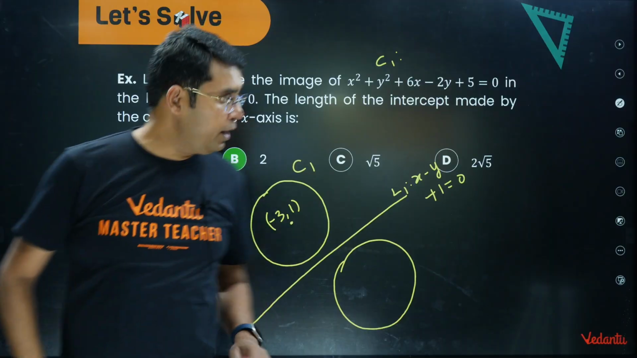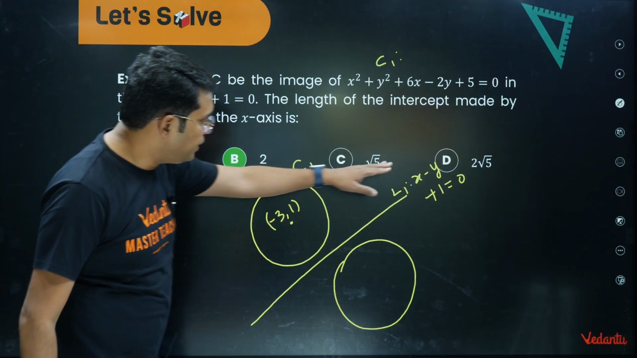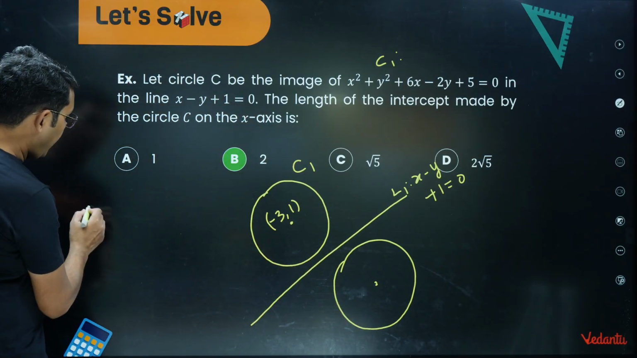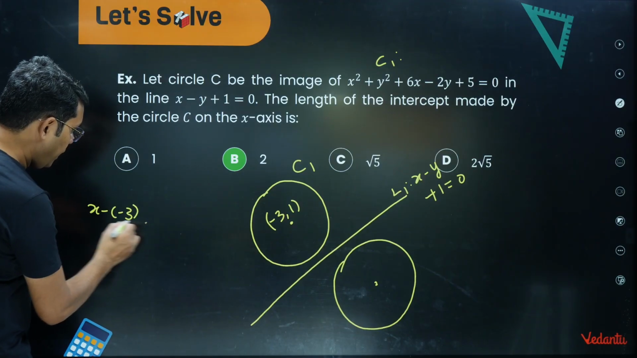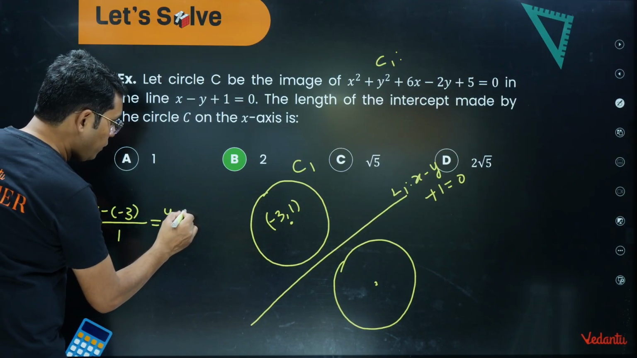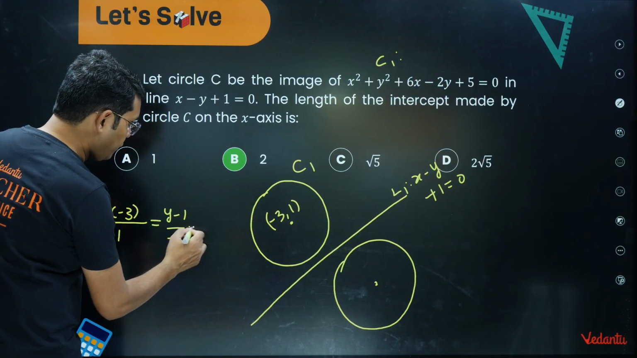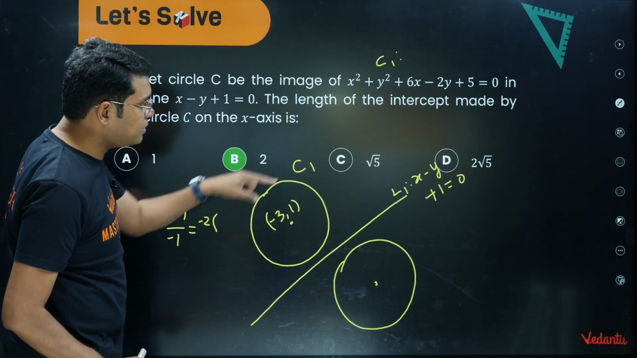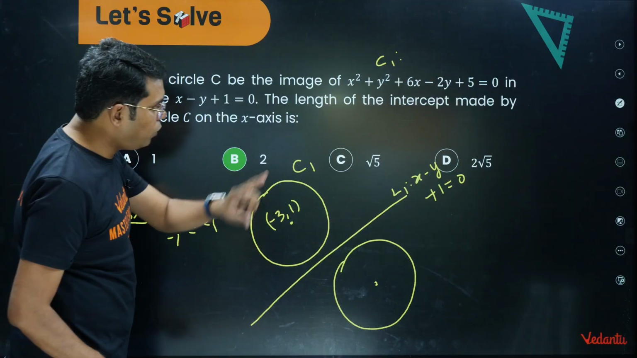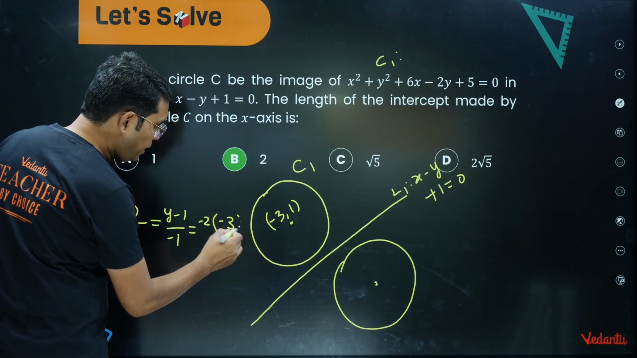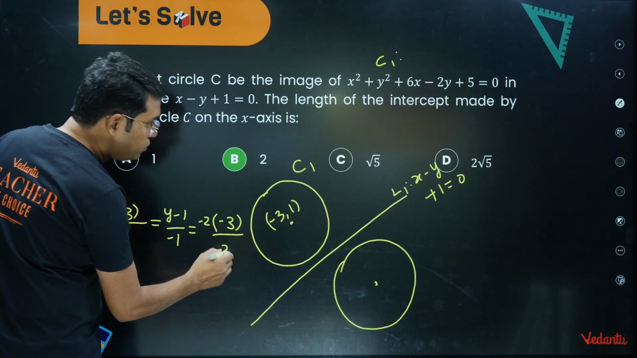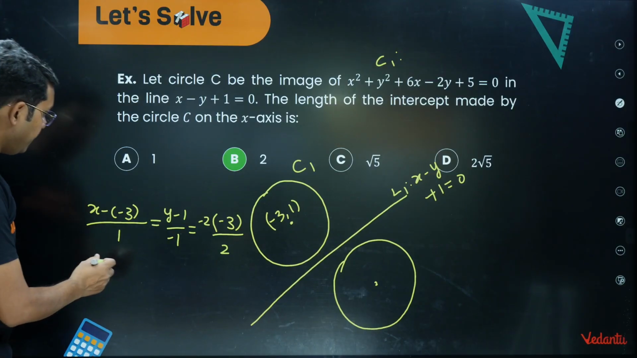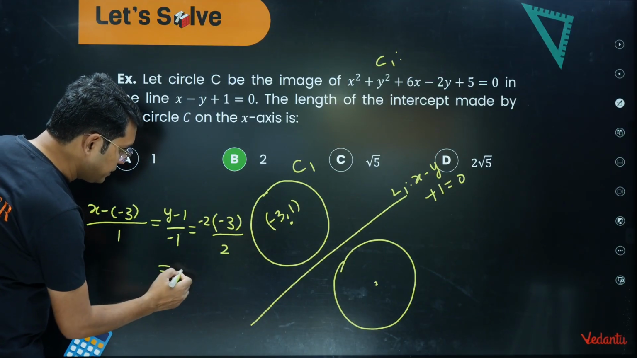So as I told you, using the formula for the image of a point in the line, we can find the center of the circle directly. That will be (x minus (-3))/1 = (y minus 1)/(-1) = -2 times, and we put this point in the line. So -3 - 1 + 1 is -3, divided by 1 squared plus (-1) squared, so it will be 2. So here you can see that this becomes equal to, I think, 3 only.